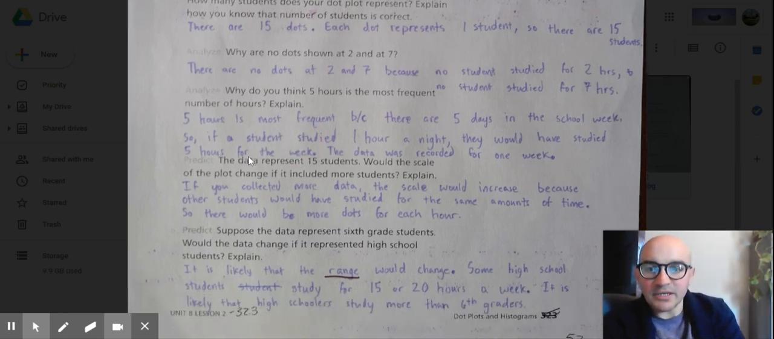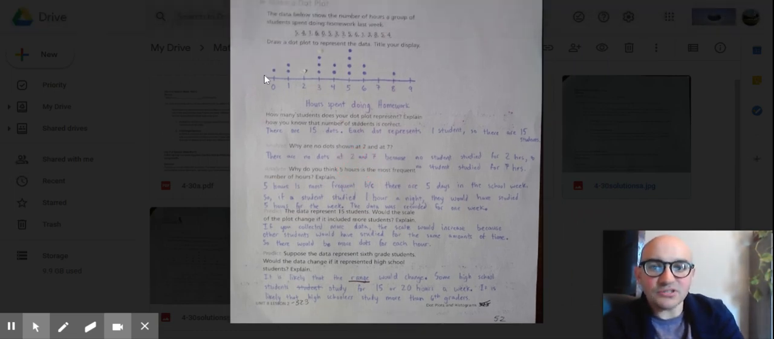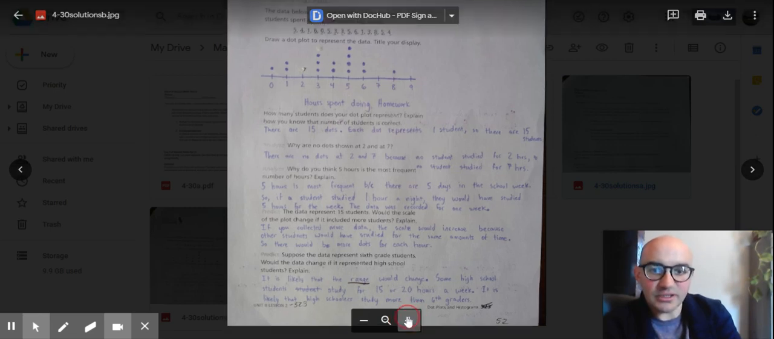Okay, here we go with a couple questions about predicting. Again, answers might vary significantly, so I'll explain what I'm thinking here. The data represent 15 students. Would the scale of the plot change if it included more students? Let me zoom out to explain what we mean by scale. The scale is basically how tall the plot needs to be. In this case, the most frequent number is 5 hours, so we don't need our plot to go up any higher than 4, enough space for 4 pieces of data.